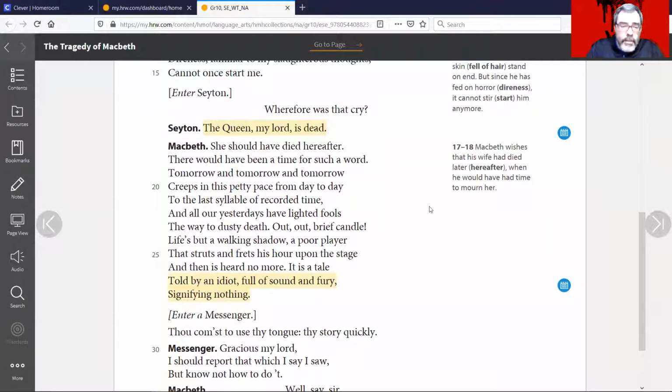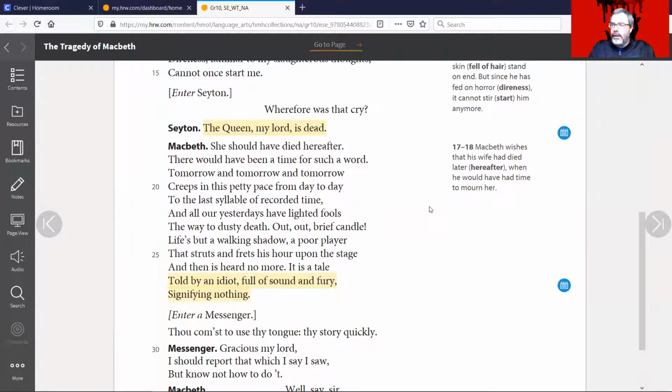It says, tomorrow and tomorrow and tomorrow creeps in this petty pace from day to day, to the last syllable of recorded time. And all our yesterdays have lighted fools the way to dusty death. Out, out, brief candle. Life's but a walking shadow, a poor player that struts and frets his hour upon the stage, and then is heard no more. It is a tale told by an idiot, full of sound and fury, signifying nothing.